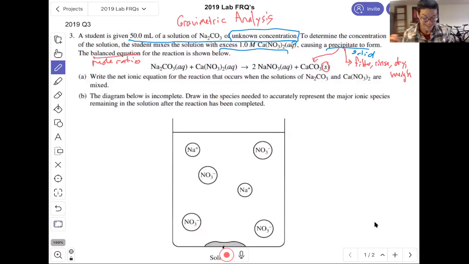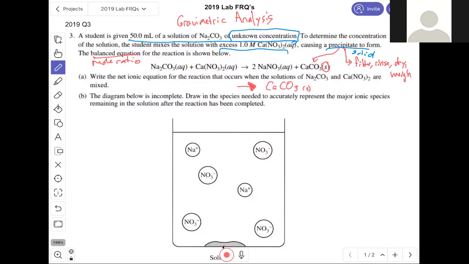So part A, write the net ionic equation for the reaction that occurs. This is still fair game to ask on this exam because you can do a net ionic. So if we're using my easier method of figuring out a net ionic, what do we immediately move down into my net ionic equation? CaCO3. Yeah, that's the solid.